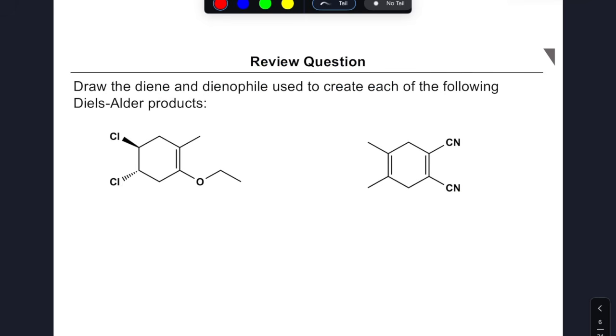So, as a quick review question, try to go backwards. These are the products of a Diels-Alder reaction. Draw what you think the starting materials would look like, remembering about the electron demand that we talked about, which ones are electron rich and which are electron poor, but also the geometry of the product. Take just a second, pause the video and try to draw it yourself.